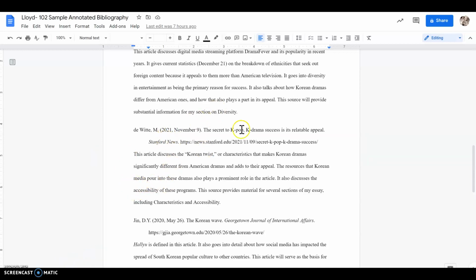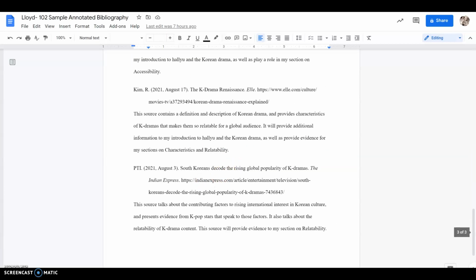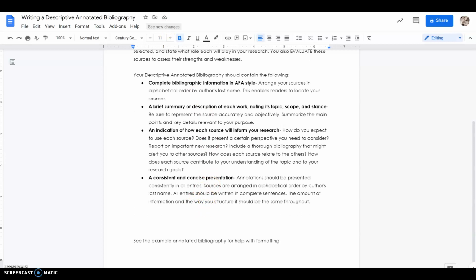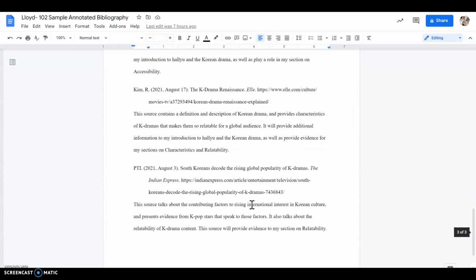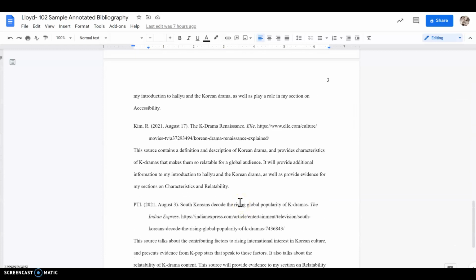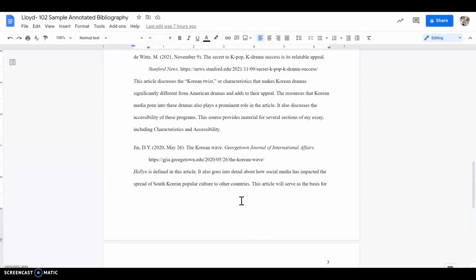Okay, so you're going to do your complete bibliographic information. You're going to do a section of summary on the article itself, and then talk about how it's going to inform your audience or your research paper. You'll notice that in that last section, where I talked about it being consistent and concise, when you look at it from a distance, every section looks about the same size. They might be 1 or 2 sentences off, but overall, they're about the same size.